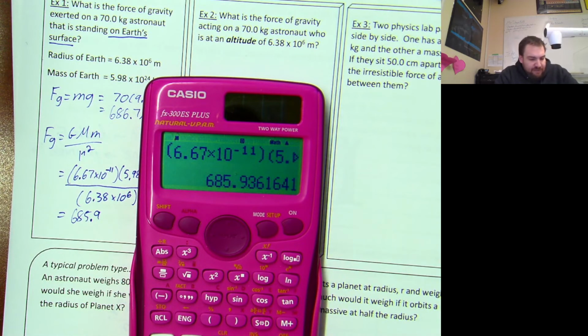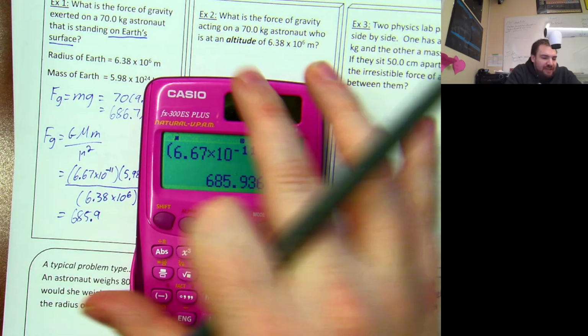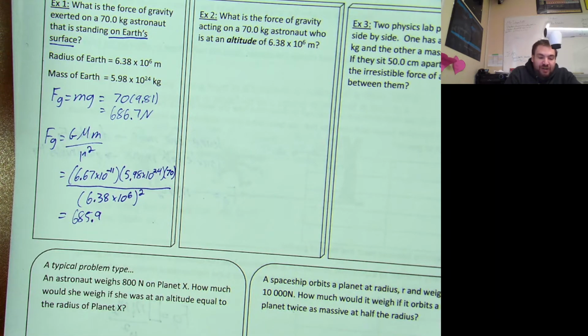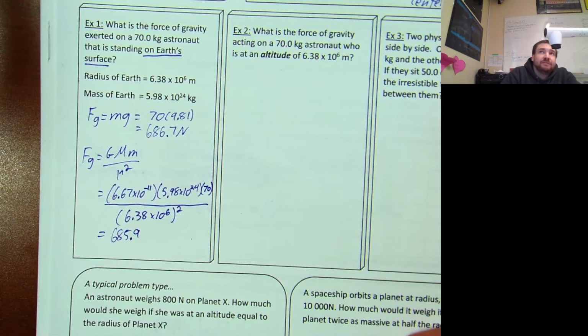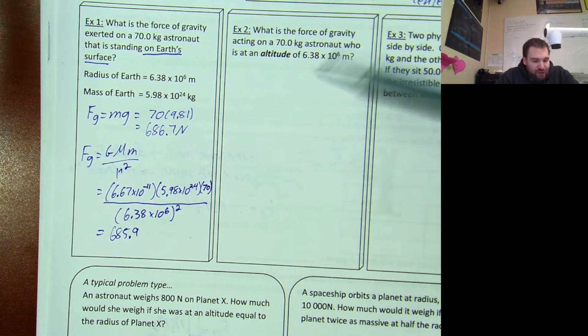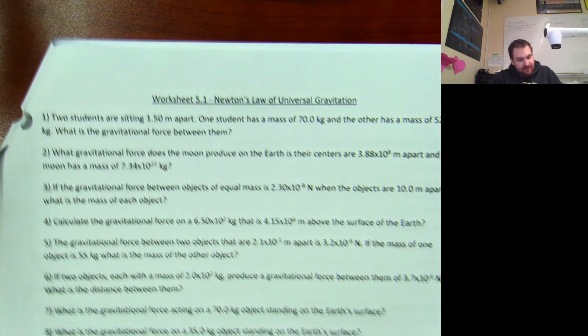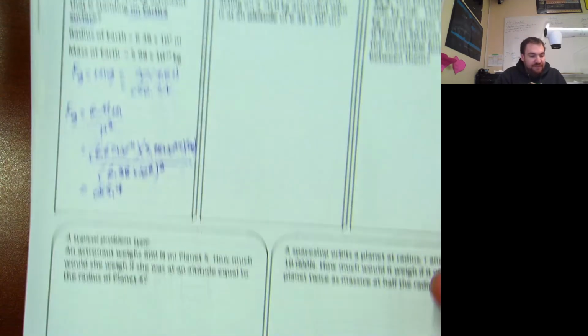Why is it not exact? Well, the radius of the Earth is not the same everywhere. We're going to be out by a little bit. The 9.81 that we used before is not an exact value. So here's what's interesting. What is 685.9 newtons?